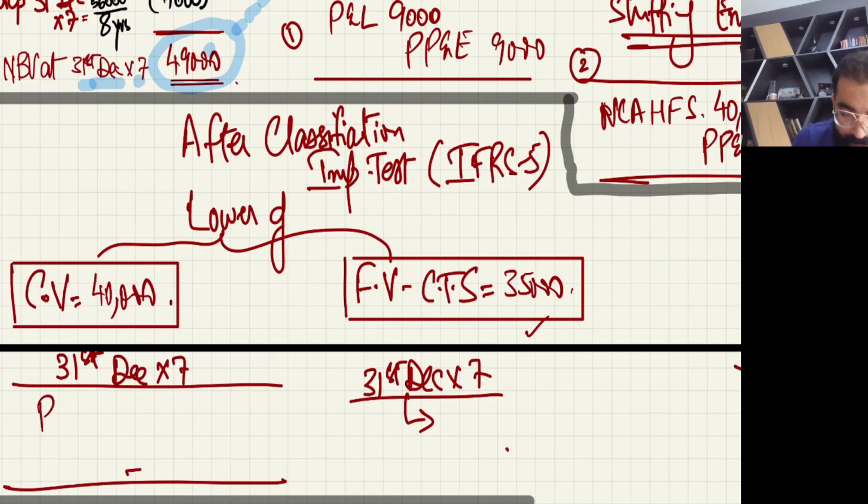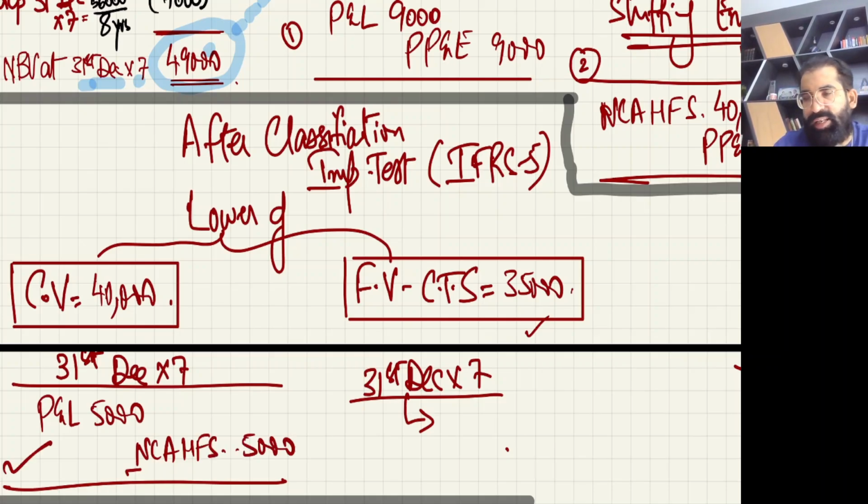So yes, there is a further impairment of 5,000: P&L debit and NCA HFS credit 5,000.